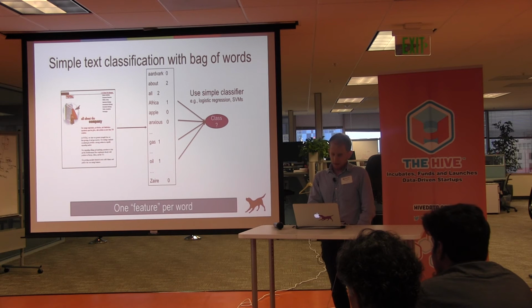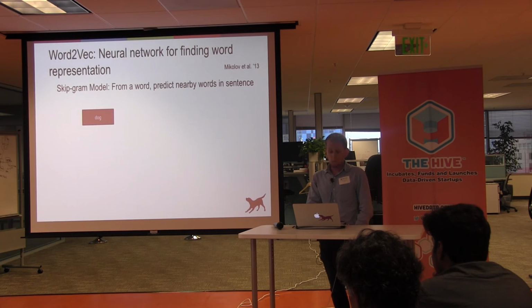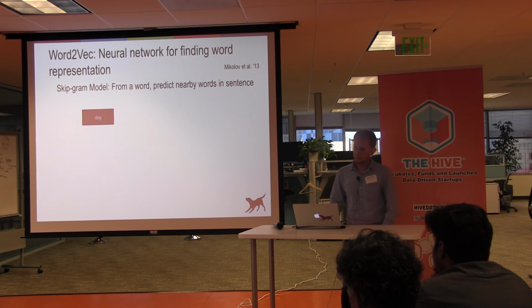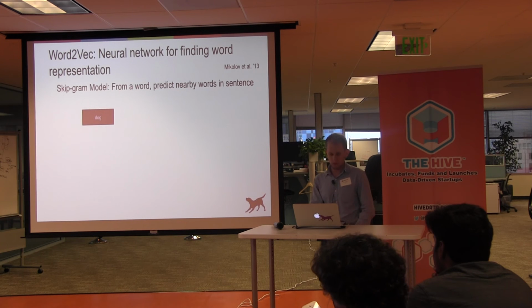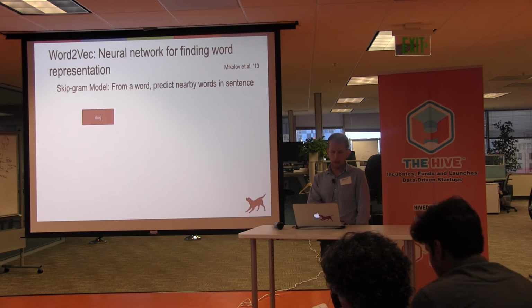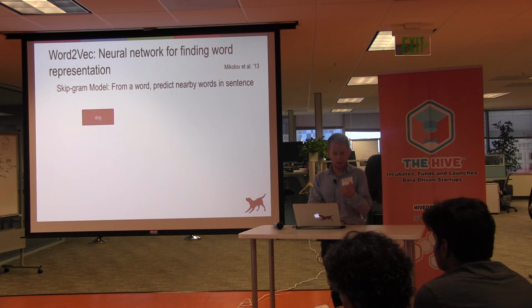But most recently, Mikolov and crew designed an algorithm called Word2vec, which is a neural network for finding deep features for words. And basically how it works is like this. It's called the skip-gram model. From a given word, in this case dog, you try to predict nearby words in a sentence.